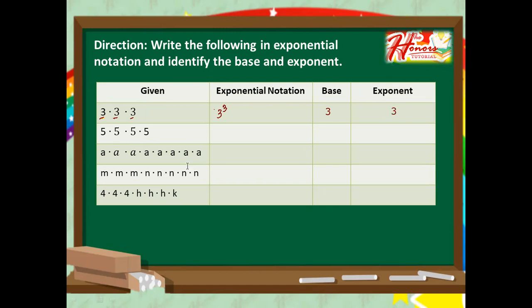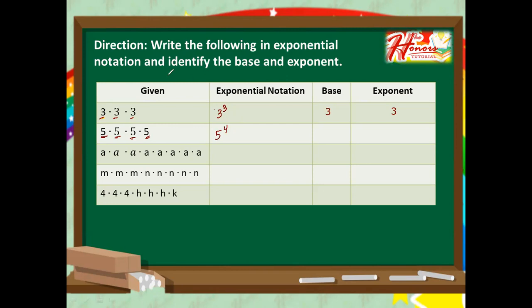Next, we have here 5 times 5 times 5 times 5. For exponential notation, please look for the number first that is repeatedly multiplied to itself, and that is 5. So we have here 5. And then for the exponent, count how many times it is multiplied to itself. So that is 1, 2, 3, 4. So your exponent now is 4.